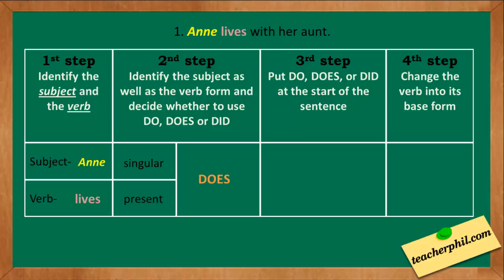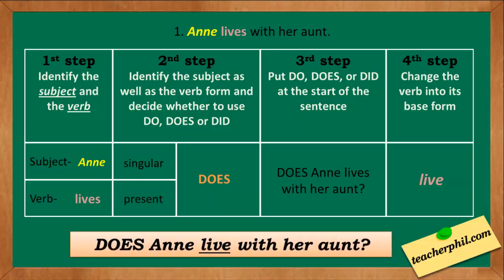The third step, put do, does, or did at the start of the sentence. So your sentence will now be, does Anne lives with her aunt? The fourth step, change the verb into its base form. The verb in our sentence is lives. Change it into its base form and it will become live. So our final question is, does Anne live with her aunt?